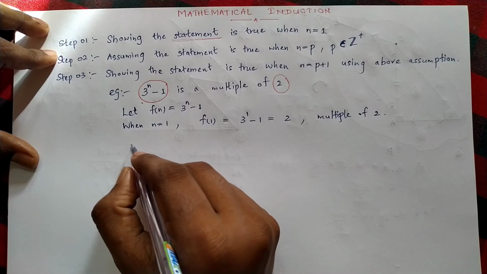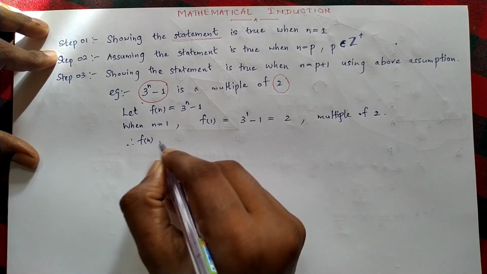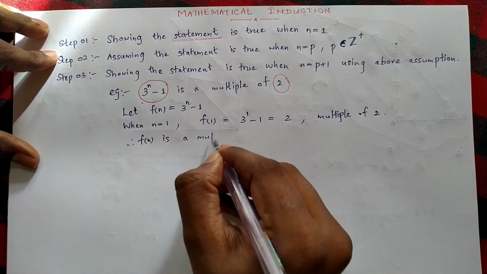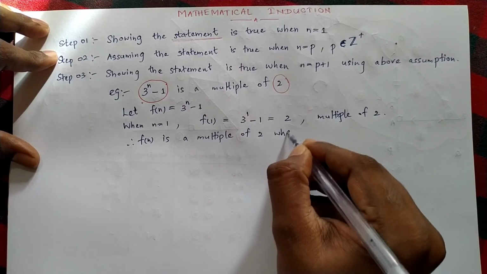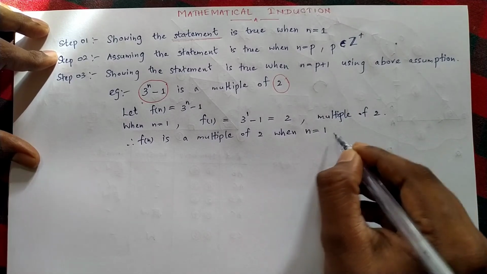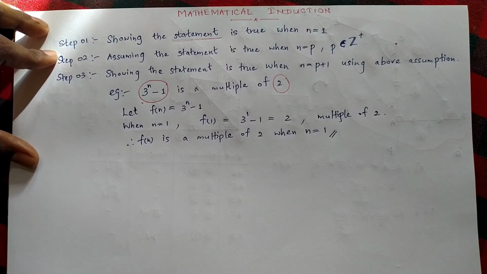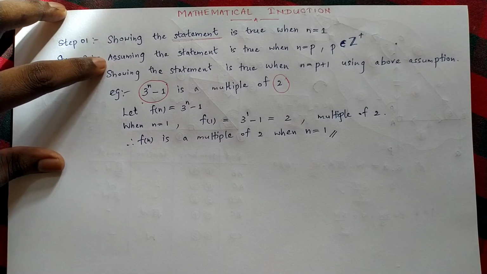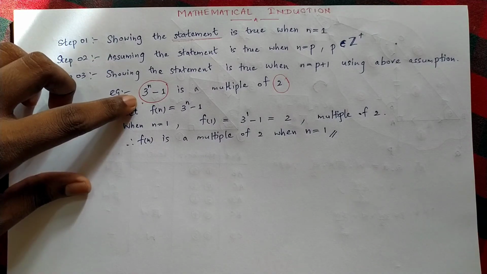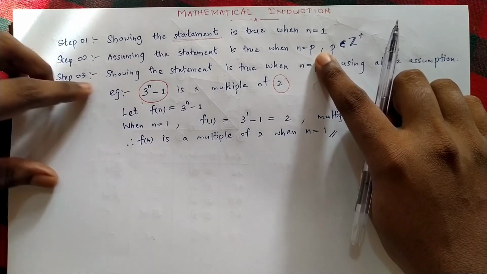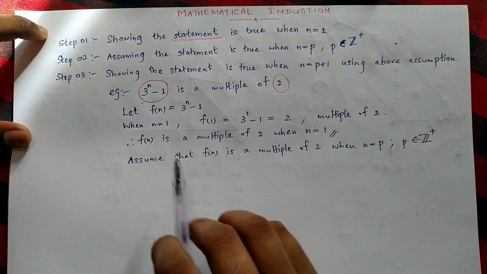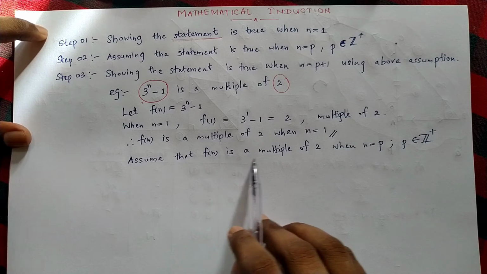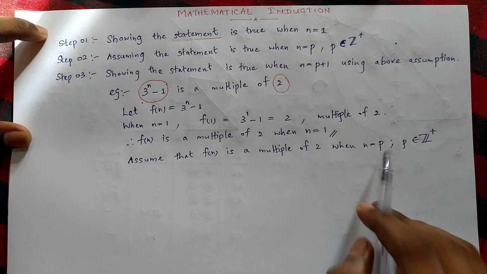Then I can conclude my first step. Therefore, f of n is a multiple of 2 when n equals 1. This is first step. Then second step, that is the assumption. We are going to assume this is true when n equals p. Assume that f of n is a multiple of 2 when n equals p.